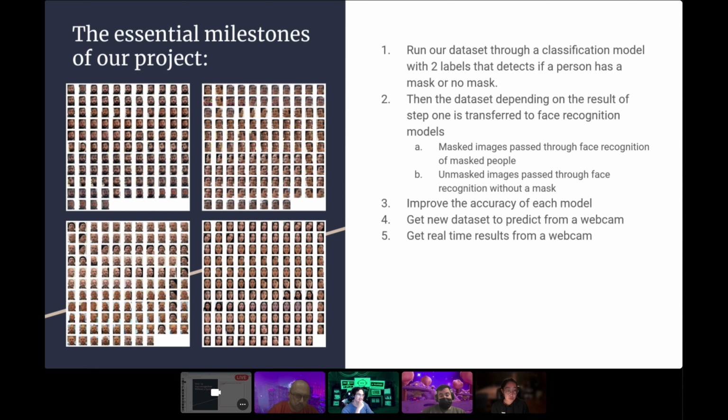And we had to improve the accuracy. At first it was many labels, so it was harder to improve our accuracy, and we had to start with a different data set, and then we added our own pictures.